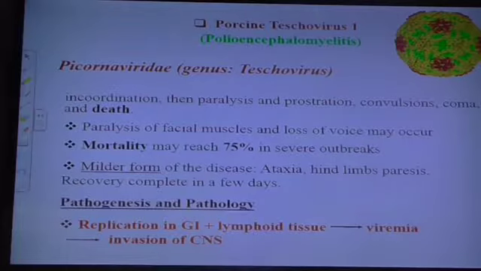The virus also uses the oral route. It replicates in the gastrointestinal tract to local lymphatics, local lymph nodes, and from the lymph nodes it joins the blood circulation where it can enter the brain and causes encephalomyelitis.